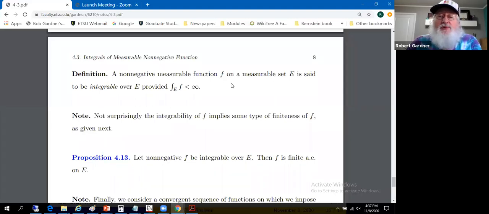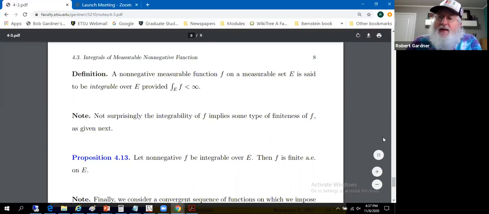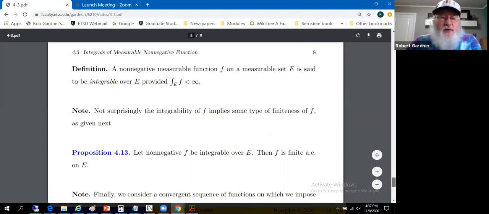A non-negative measurable function f on a measurable set E is said to be integrable over E if the integral over E of f is finite. So integrable means finite integral. In this setting, non-negative measurable functions are integrable when the integral is finite. And we could certainly come up with plenty of non-negative measurable functions that have infinite integrals. Not hard at all. Take an exponential function over the reals.